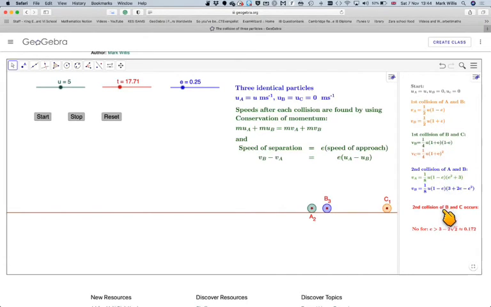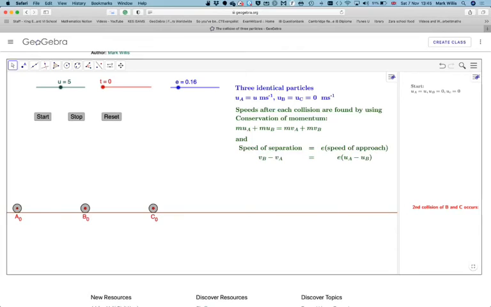But for that to happen, we need e to be less than that value, 0.175, for our initial value of u. So let's just move that back so it's less than that. Okay, let's reset it and have a look again.